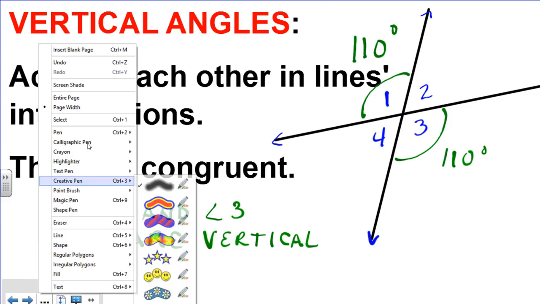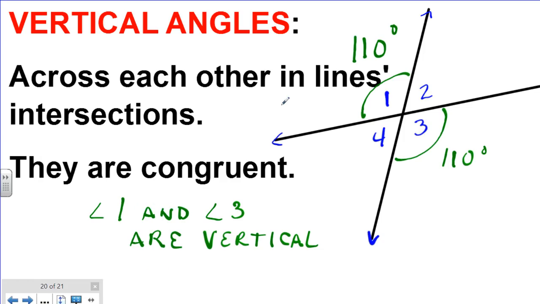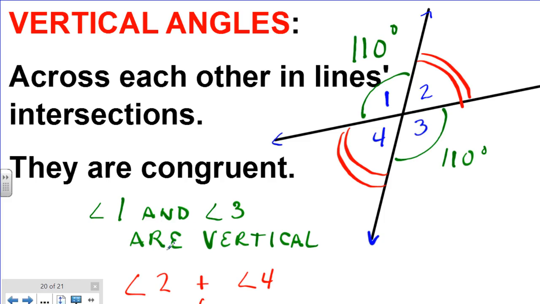Vertical angles doesn't necessarily mean straight up and down like it would in the classical sense of the word vertical. It means that they are across from each other on an intersection. In this case, angle 4 and angle 2 are also vertical, which means that they are across from each other on the intersection as well. And spoiler alert, they are also congruent to one another. So if this one, I guess it has to be 70 degrees here, we have a linear pair formed. The one across from the intersection must also be 70 degrees.